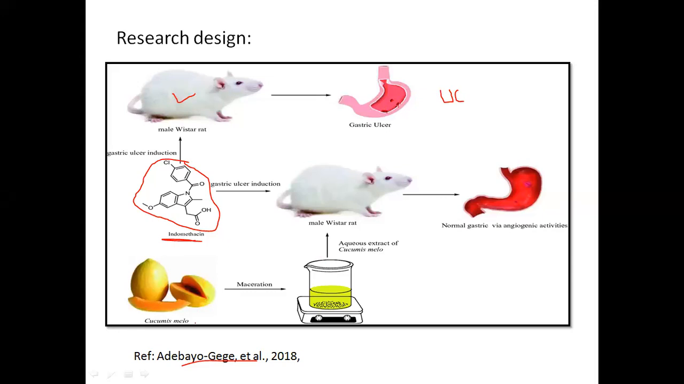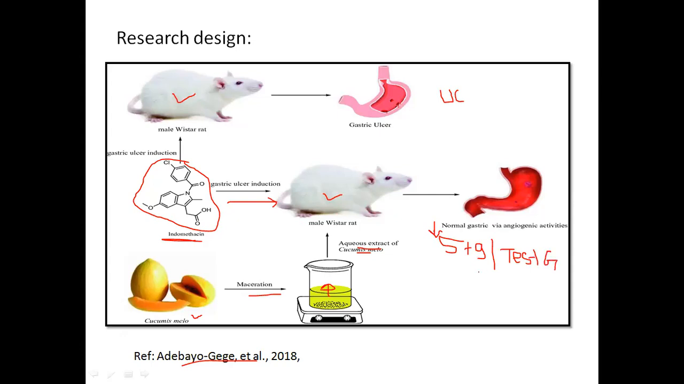Now, we are taking this fruit, Cucumis melo, and then we are macerating it. Maceration is a process to extract the drug. Now this is the macerated liquid, this is the aqueous extract. So this aqueous extract we are giving to this animal along with this indomethacin. Now there has to be a reduction in peptic ulceration. So this is your standard drug group, or this may be the test group. Test group. Okay.